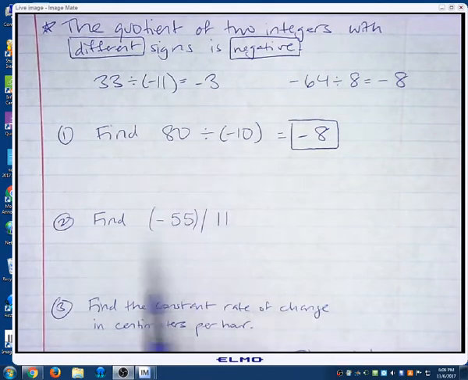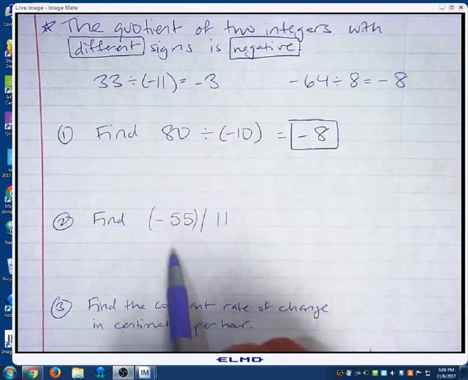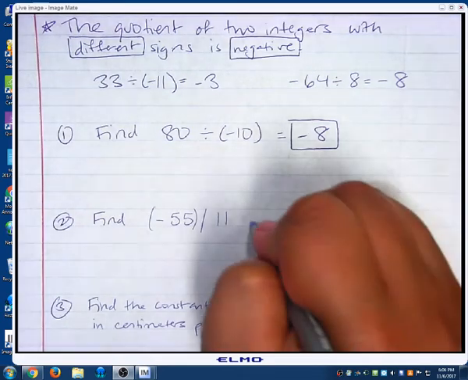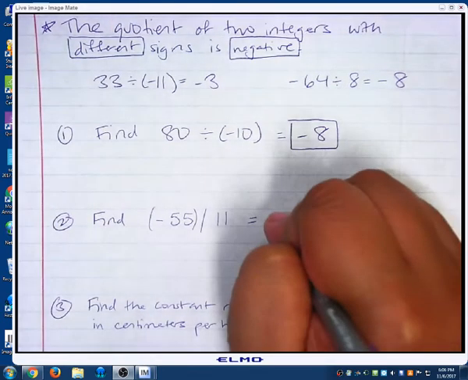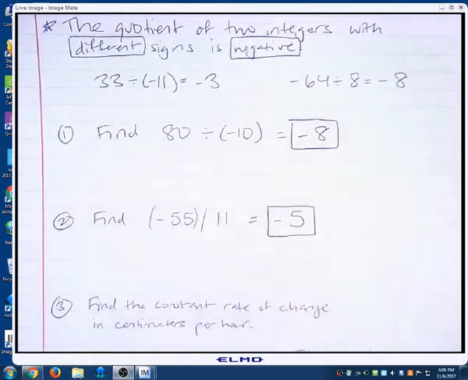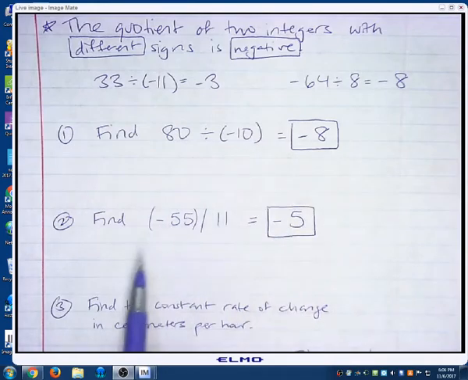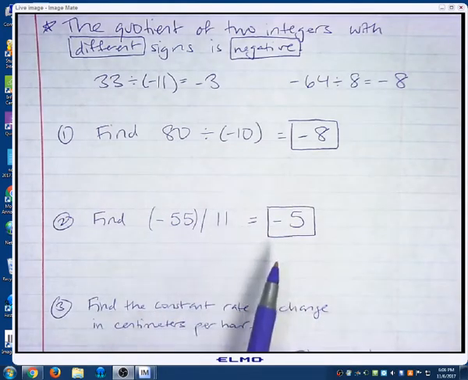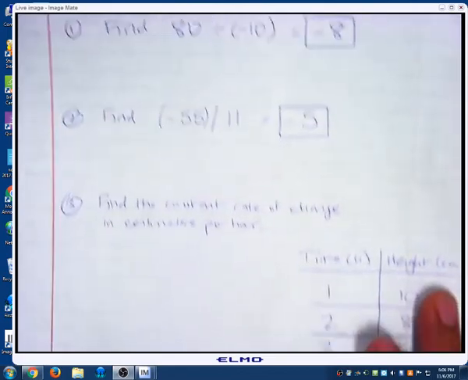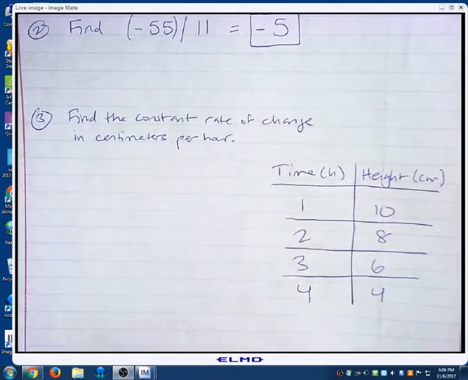All right, so it says find negative 55 divided by 11. So I have a negative divided by a positive. My answer is going to be negative. So it's negative 5. Again, if I have a positive divided by a negative, it's a negative. And if I have a negative divided by a positive, it is a negative. All right, for number 3, you can actually pause the video and copy down the table and the question.